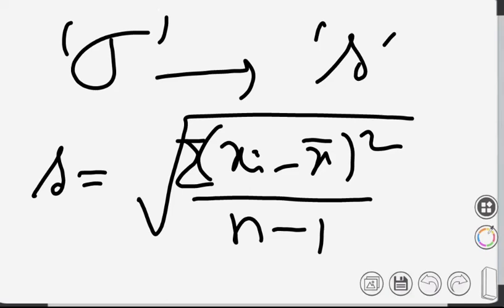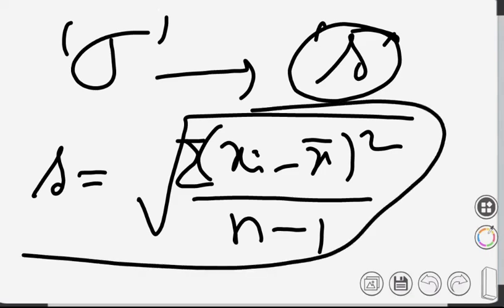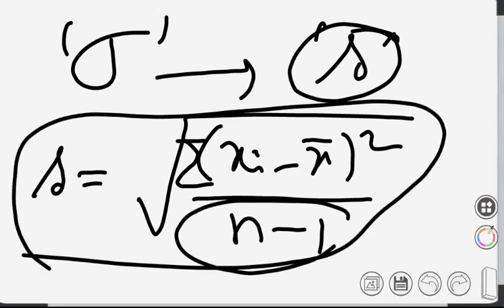So if sigma is not known, then sigma is replaced by the sample standard deviation, and the sample standard deviation is calculated by this. Why n minus 1? We will discuss that in the next class.